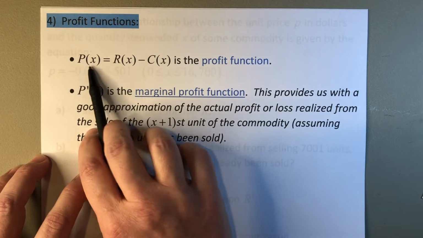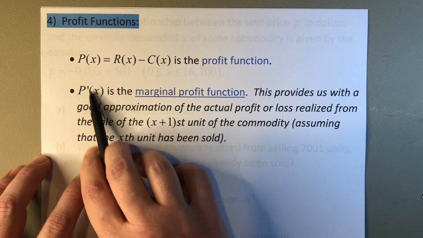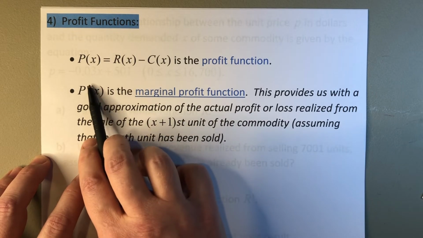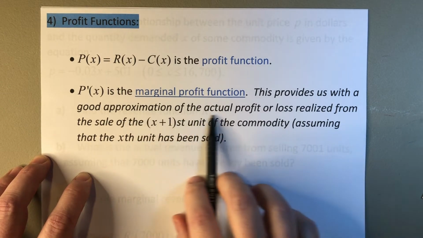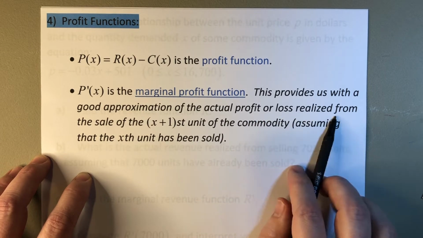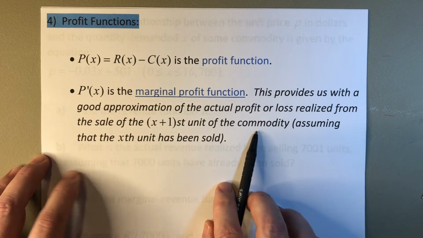Review. Profit we know is equal to revenue minus cost. The P prime of x is, again, there's the derivative, the marginal profit function. And you can read this, this tells us what it actually means. This provides us a good approximation of the actual profit or loss realized from the sale of the x plus first unit of the commodity.